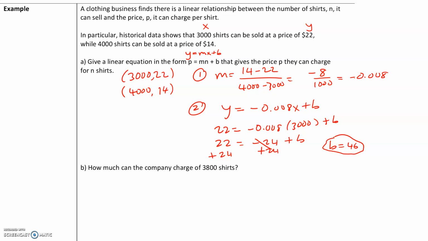So our equation is y equals negative 0.008x plus 46. But in the form P equals mN plus b, we're going to say the price equals negative 0.008 times n plus 46. And the next part we will do in class.